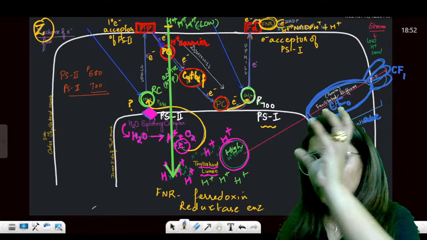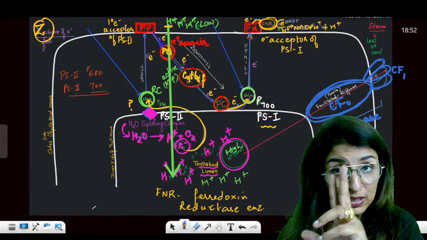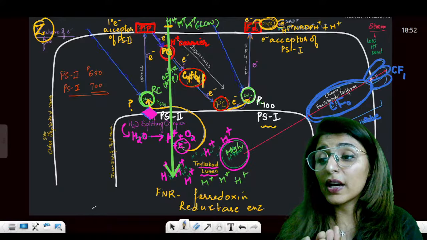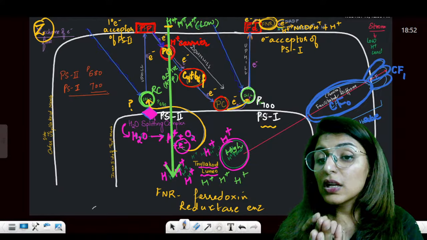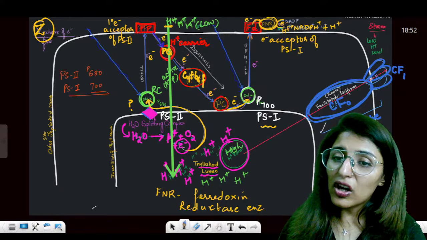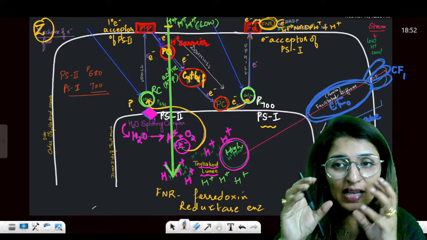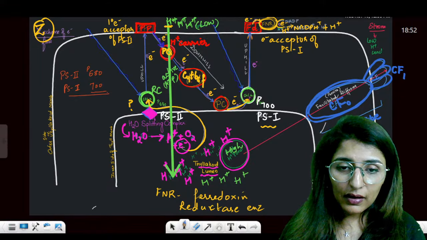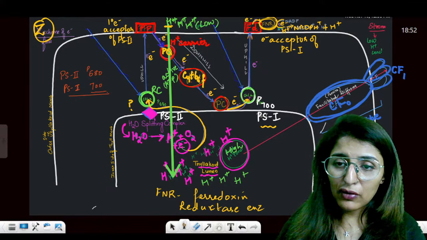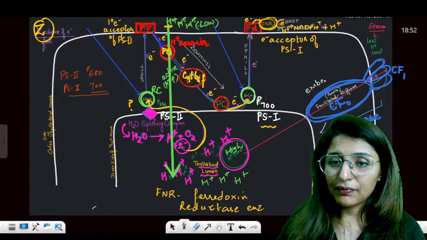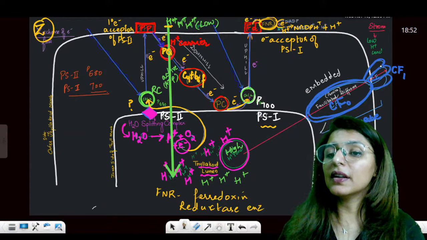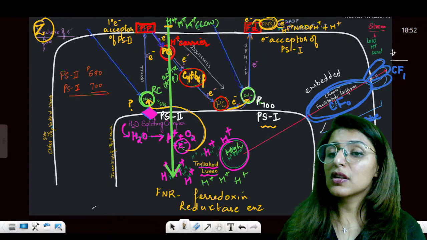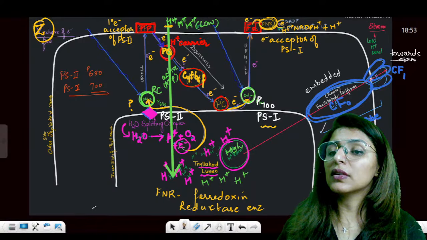CF1 is towards the stromal side. So see the location also. Where are these things present? CF1 is towards the stroma, and CF0 is embedded in the thylakoid membrane. Please tell me that these points are clear to you all.